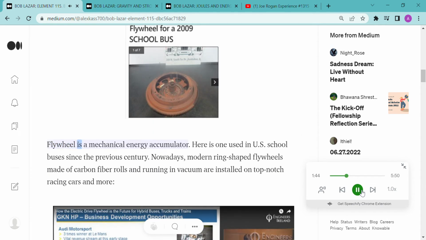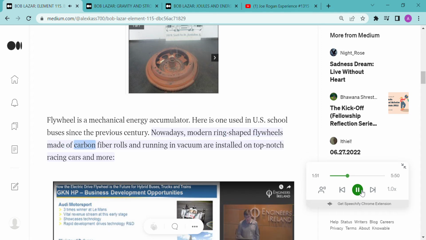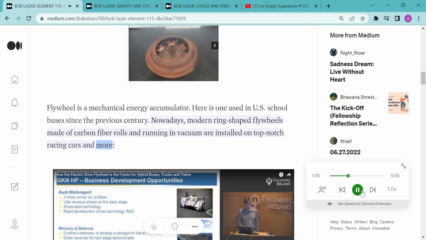A flywheel is a mechanical energy accumulator. Here is one used in US school buses since the previous century. Nowadays, modern ring-shaped flywheels made of carbon fiber rolls and running in vacuum are installed on top-notch racing cars and more. Let's start far away.